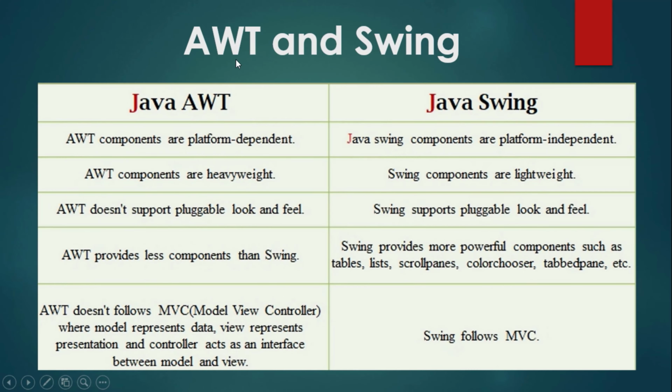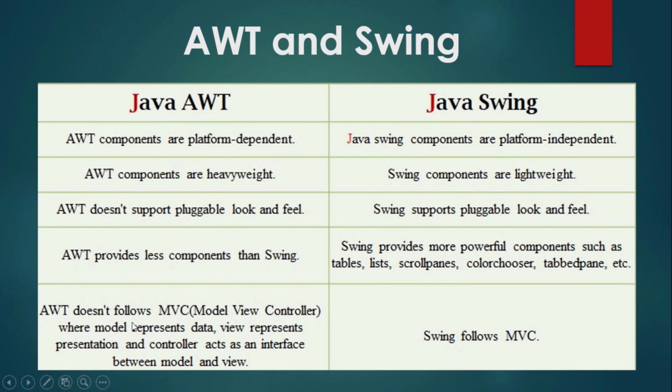Here is the difference between AWT and Swing. AWT components are platform dependent and Swing components are platform independent. Then AWT components are heavyweight components and Swing components are lightweight, because AWT takes help of the underlying operating system for displaying the component. Next, AWT does not support pluggable look and feel. Depending on the operating system, look and feel gets changed, but Swing supports pluggable look and feel. Then another difference is that AWT has limited components and Swing has a rich set of components.